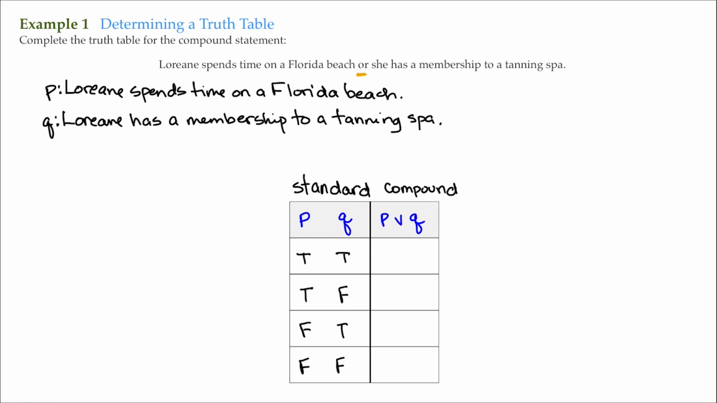And we've already seen that for P or Q, at least one of the simple statements must be true. So it becomes true, true, true, and then false. So the truth table for this compound statement, Lorene spends time on a Florida beach or has a membership to a tanning spa, is right here. And we're done.